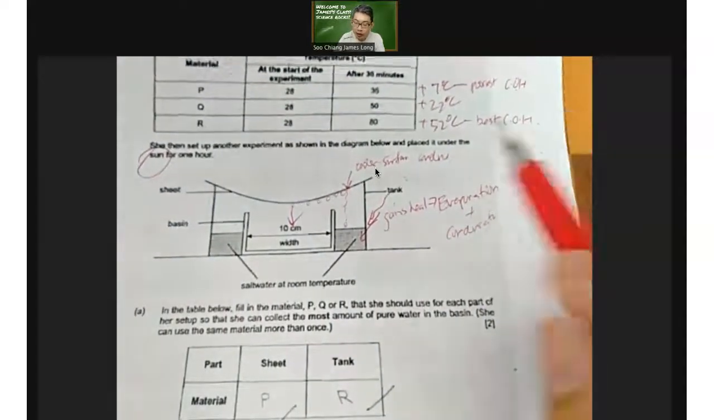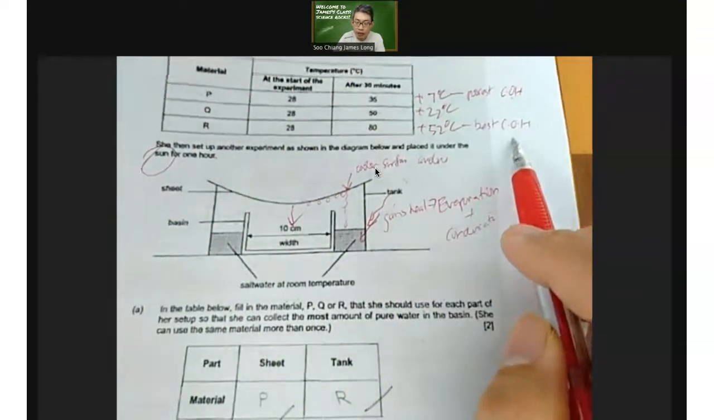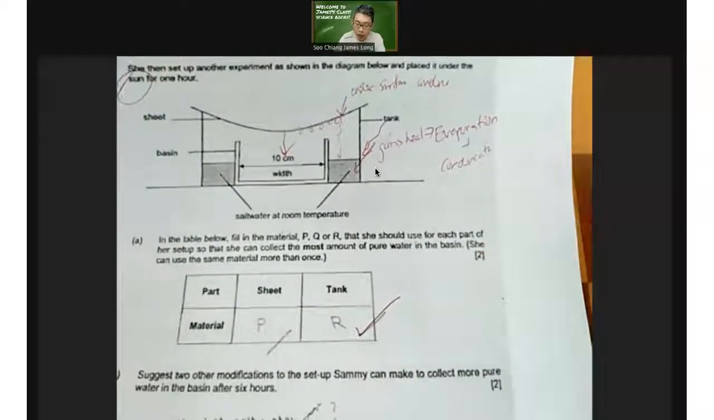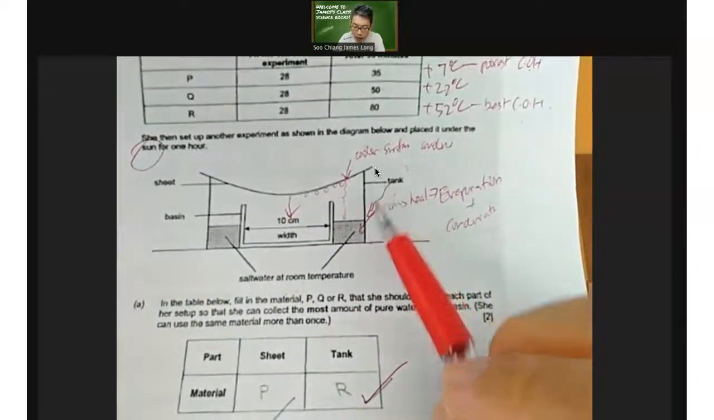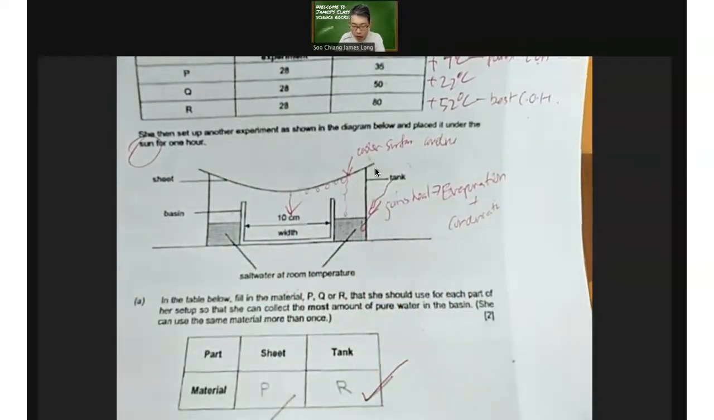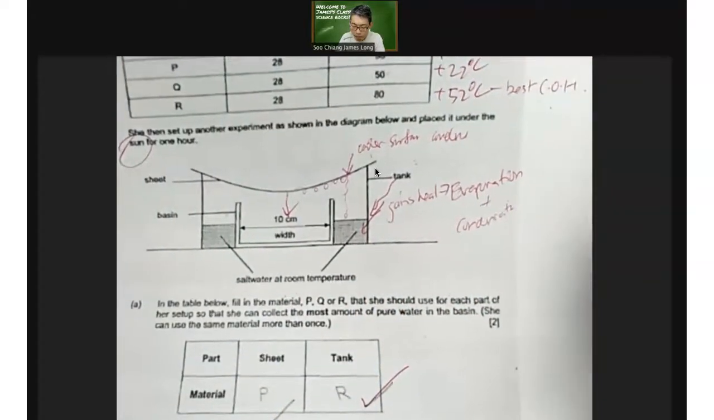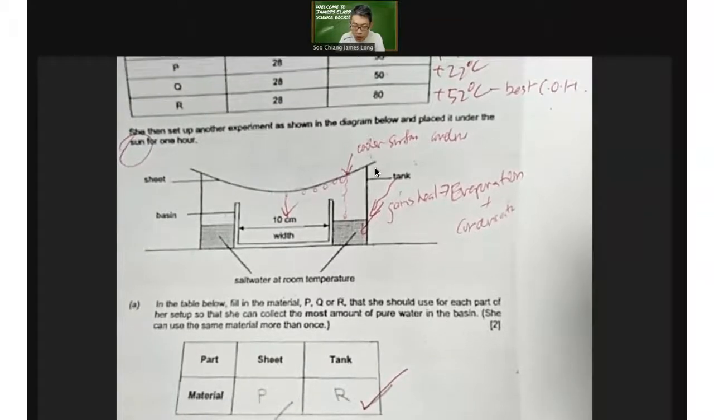I want my tank to be made of material R, which is the best conductor of heat. So I would choose R. Yeah, I agree with her. As for sheet P, the sheet is a cooler surface. She chose P.